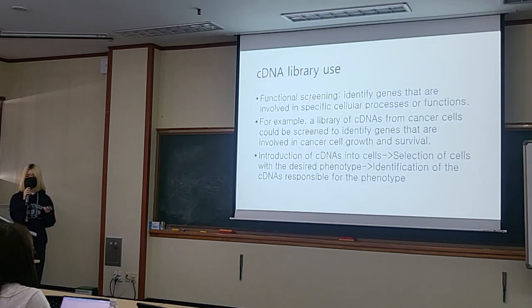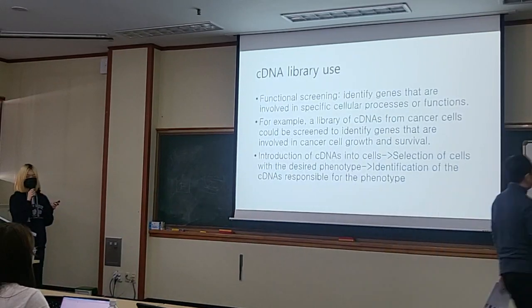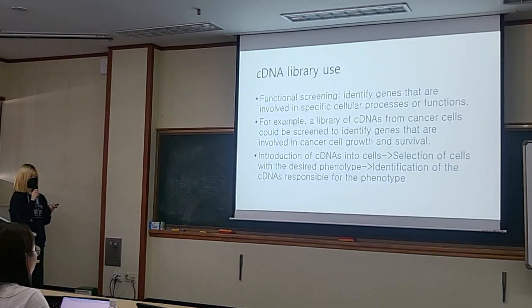So how can you use this cDNA library? First, functional screening. It is identifying genes that are involved in specific functions. For example, we can get a cDNA library from cancer cells, and then we can introduce those cDNAs into normal cells, and cells that express a certain phenotype can be selected. In this way, we can identify the cDNAs that are responsible for a specific phenotype.